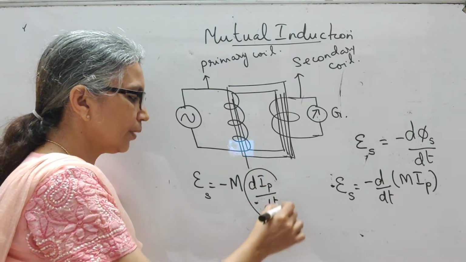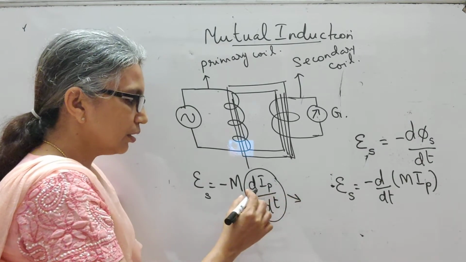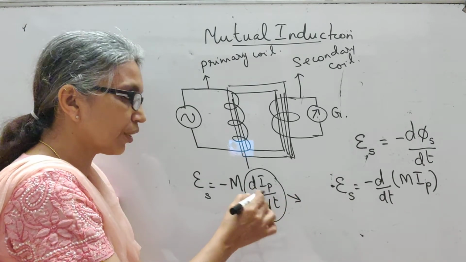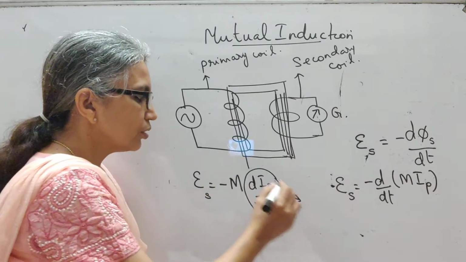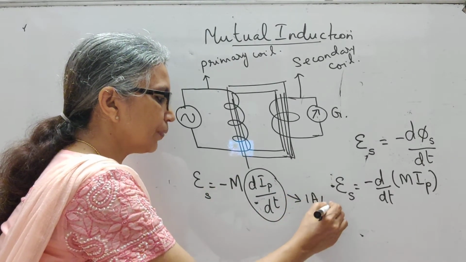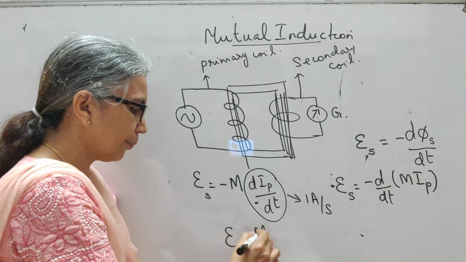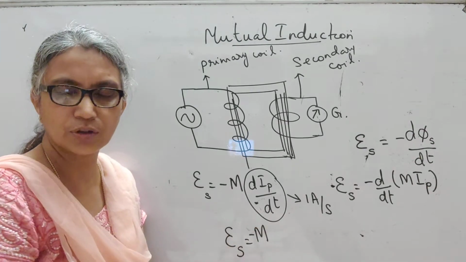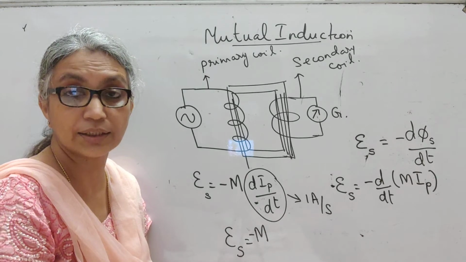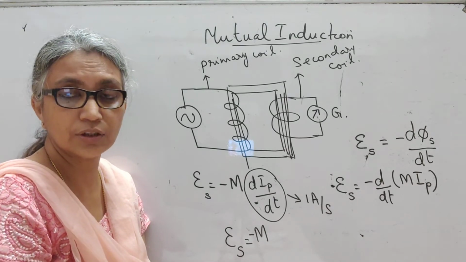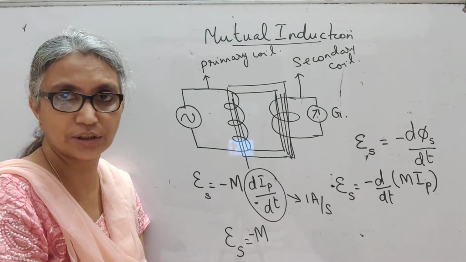And this dIP by dt is actually the rate of change of current in the primary coil. So if this is 1 ampere per second, then you may define ES as M in magnitude. This minus sign only indicates that the induced EMF will always oppose the change in flux.